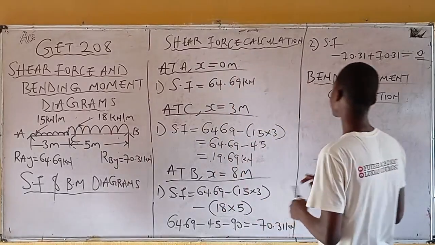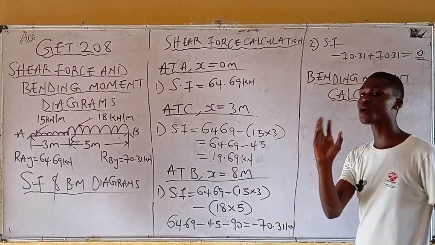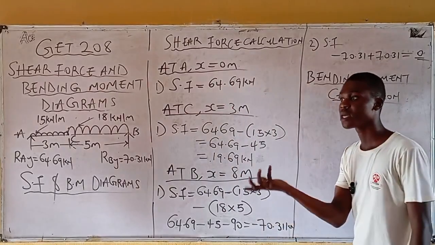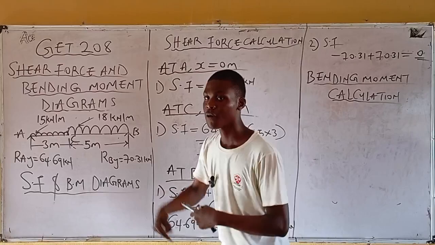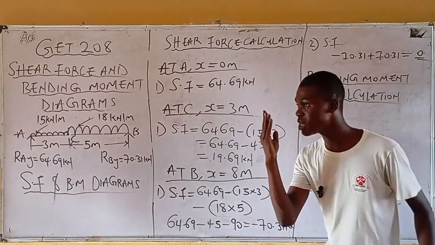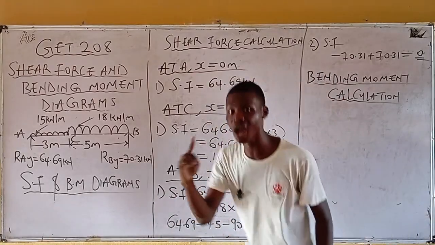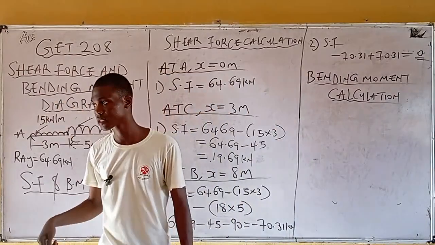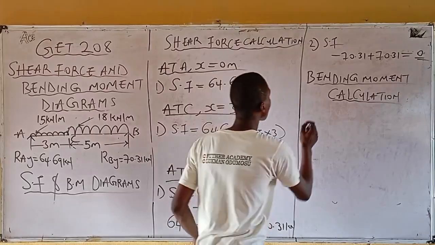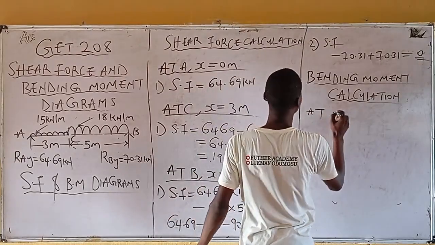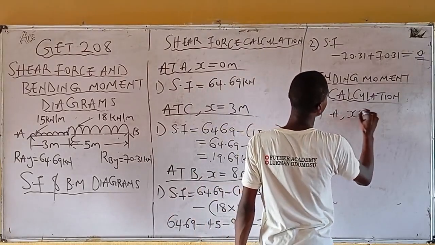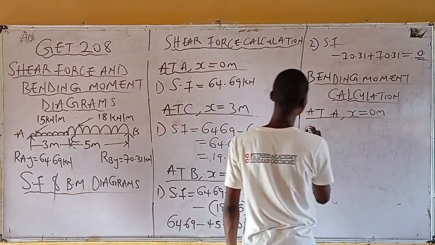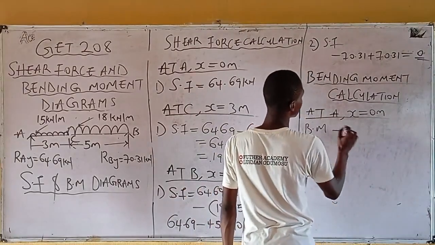If you recall, when we discussed support and its support system, we said we have fixed support. For a fixed support, we have 3 reactions. We have vertical, horizontal, moment. That moment, that's where it works. Alright, now at A, what's the value at A? 0 meter. Bending moment becomes what? 0.